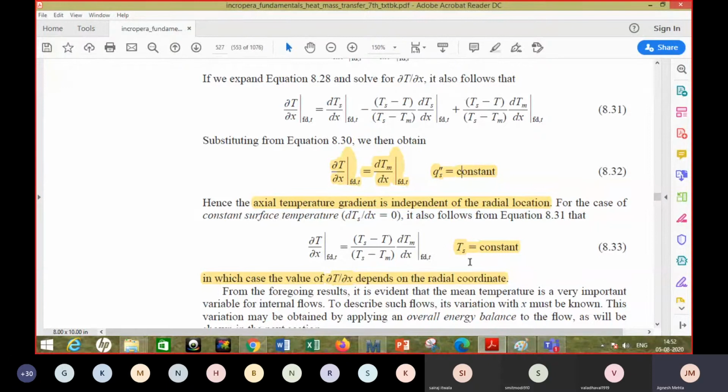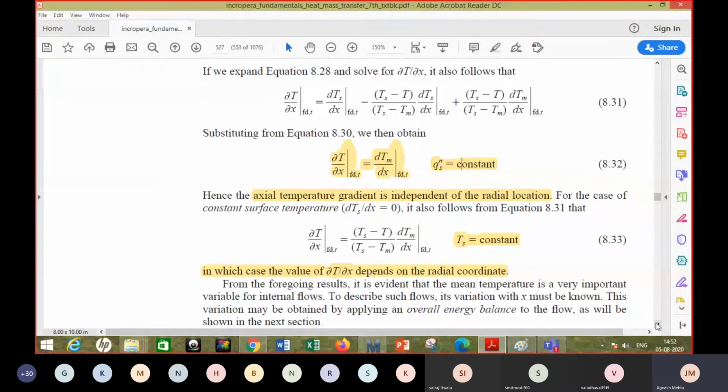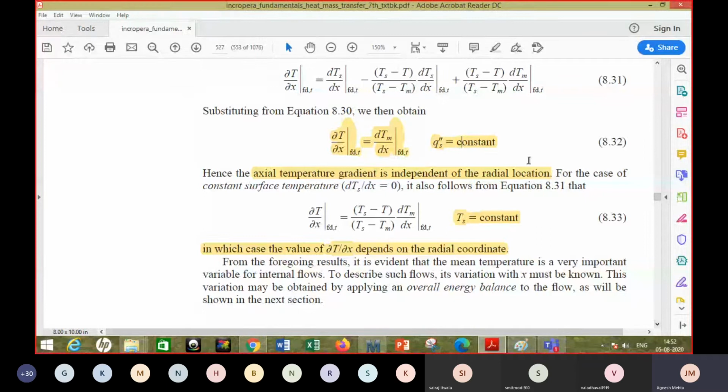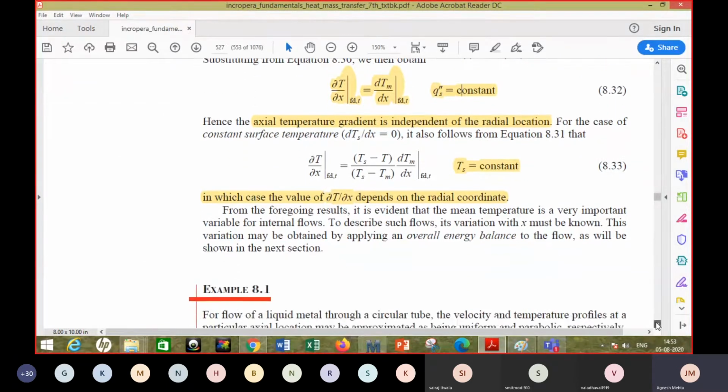Now when the heat flux is not constant, but let's say surface temperature is constant, in that case your dT by dx would have this value: (Ts minus T) upon (Ts minus Tm) into dTm by dx, right? So here the value of dT by dx depends upon the radial coordinate. So there is a difference between the constant heat flux boundary condition and constant surface temperature boundary condition in the nature of the temperature gradient along x direction. Okay.